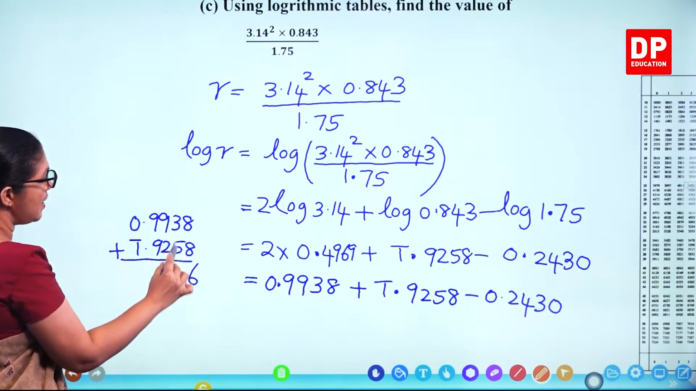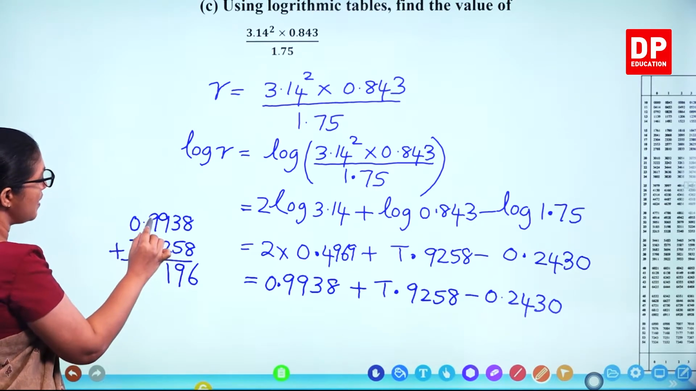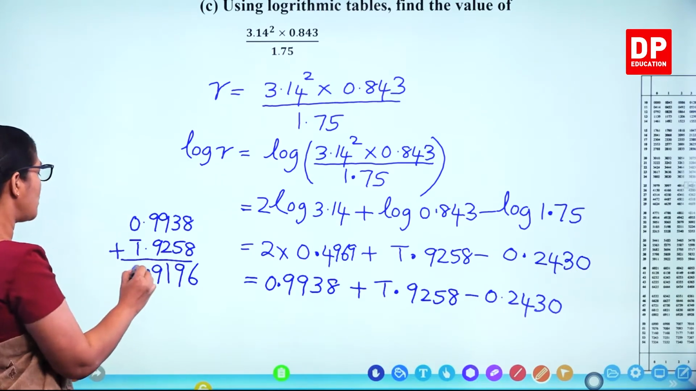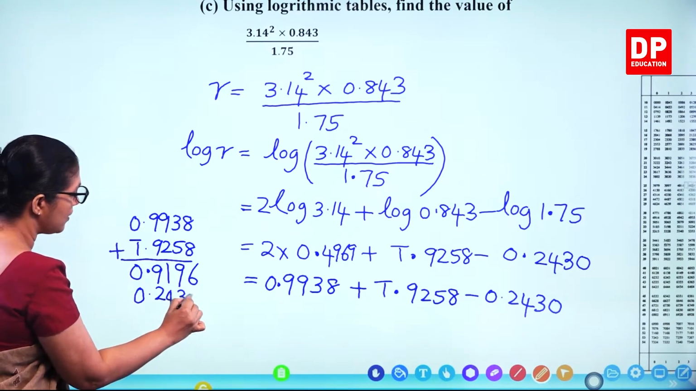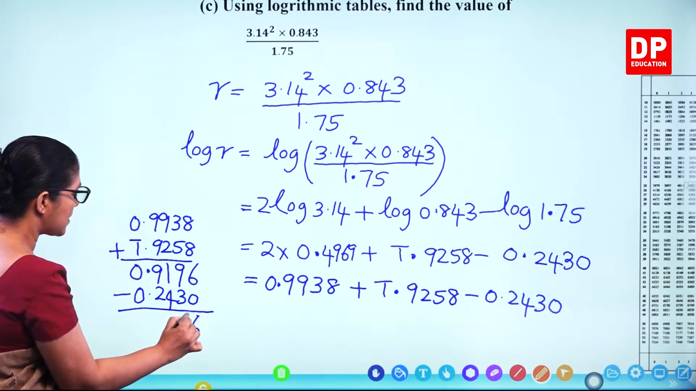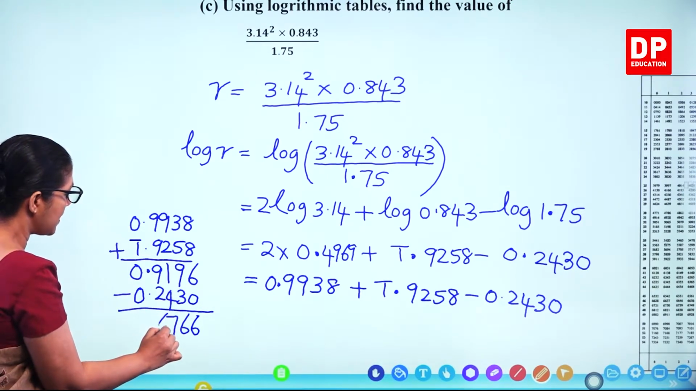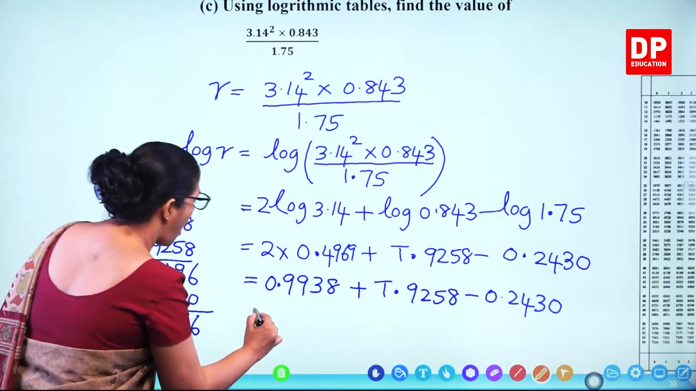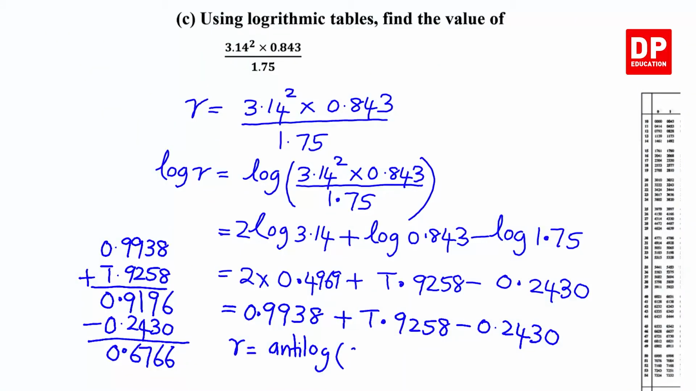8 and 8, 16, 1 remaining, 6 plus 3, 9. 9 plus 2, 11, 10 plus 9, 19, 1 there. 1 and bar 1 get cancelled out and you get 0. And now we'll subtract 0.2430. 10 minus 4, 6, 6, 7 and 1 remaining, 3 plus 6, 9. So, 0.6766. So, R becomes antilog of 0.6766.